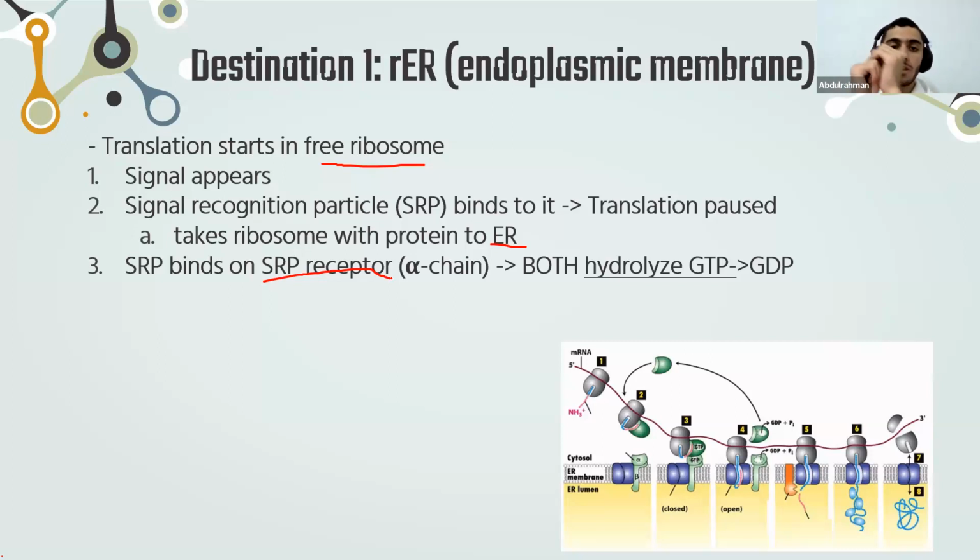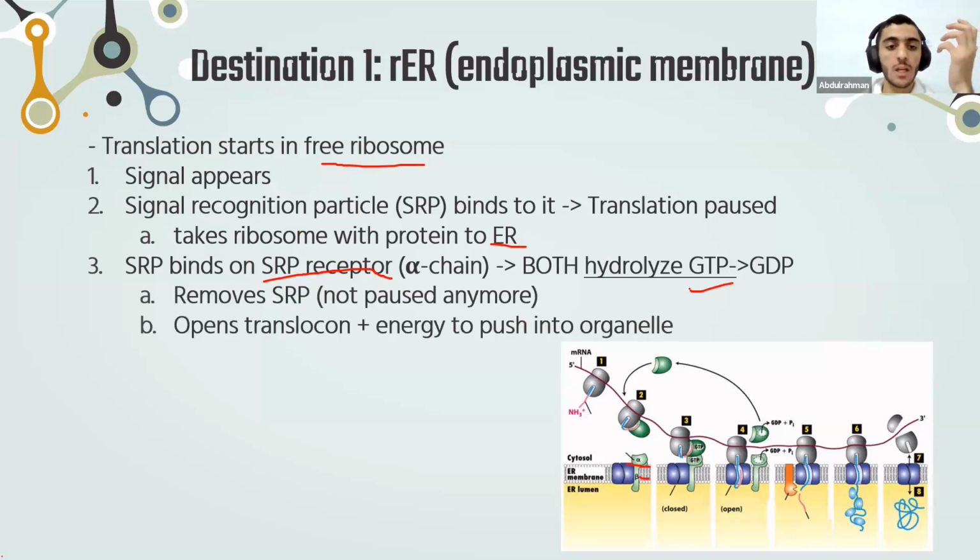So this receptor on the endoplasmic reticulum, I put alpha chain because basically it's two subunits, alpha and beta. The alpha subunit is the one that recognizes it, okay? So the endoplasmic reticulum recognizes this compound. And what does it do? It uses energy to separate it. So we hydrolyze GTP. Once they bind, both of them will hydrolyze GTP to GDP. And when you use this energy, you get rid of this signal and you put the protein inside the cell.